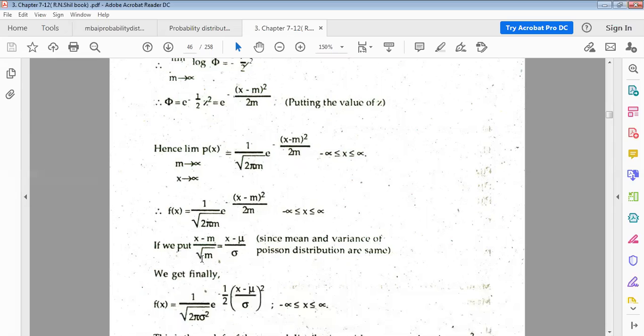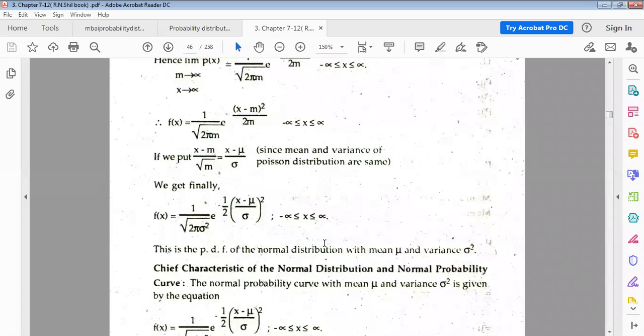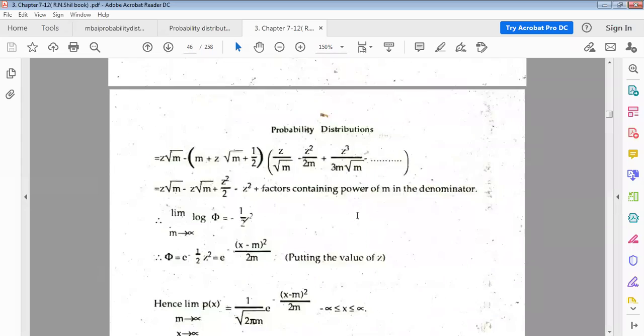So if we put x minus m divided by root m equals x minus mu divided by sigma, since the mean and variance of the Poisson distribution are the same. We have derived the mean and the variance of the Poisson distribution, and we saw that both are the same. This is why x minus mu and sigma can be written like this. So finally we can write f of x equals 1 by root over twice pi sigma square, e to the power minus half x minus mu divided by sigma whole square, where x lies between minus infinity and plus infinity. Actually this is the probability density function of the normal distribution with mean mu and variance sigma square.